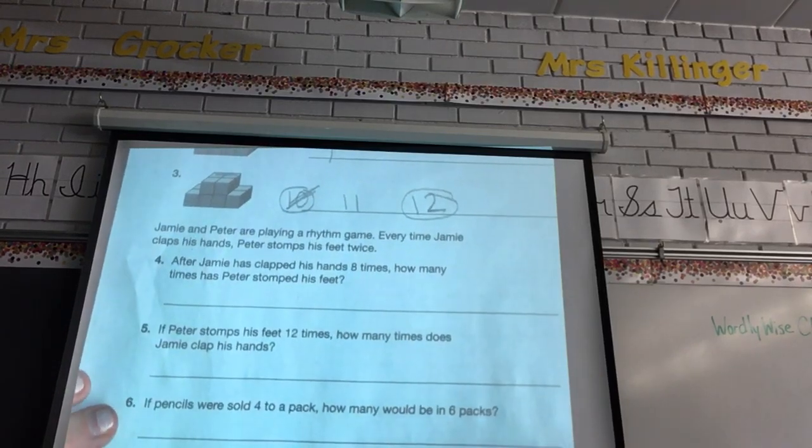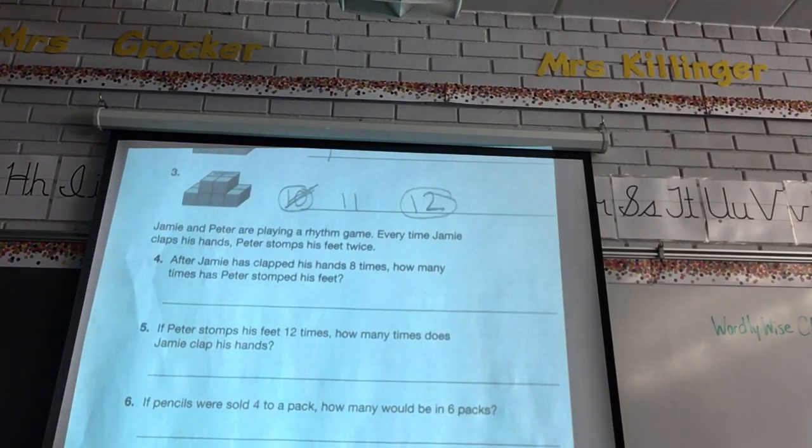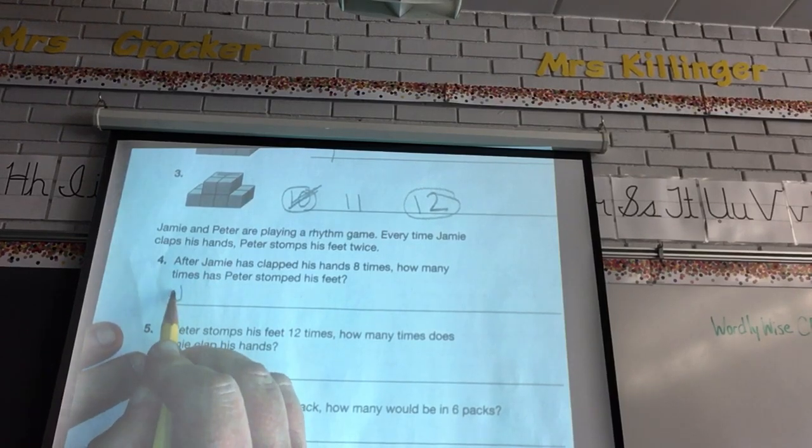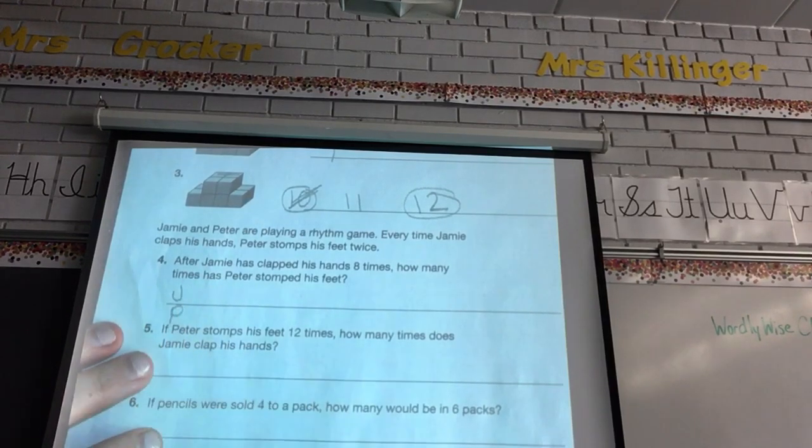Jamie and Peter were playing a rhyming game. Every time Jamie claps his hands, Peter stomps his feet twice. So I guess it would be like that. So after Jamie has clapped his hands 8 times. So here we go. We have Jamie up top. We'll have Peter on the bottom, okay?